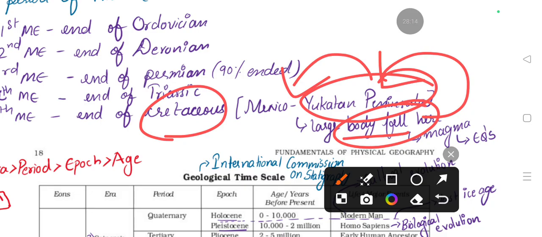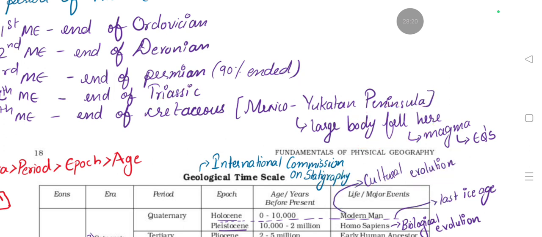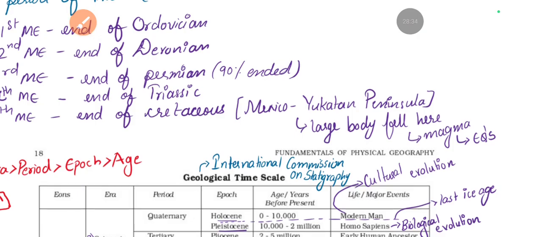A large body fell at that place, because of which magma started erupting, and the impact of that magma eruption created a rippling effect throughout the earth. The impact spread everywhere, because of which a lot of earthquakes started developing, and because of that the flora and fauna on the earth were lost, and this led to the mass extinction.